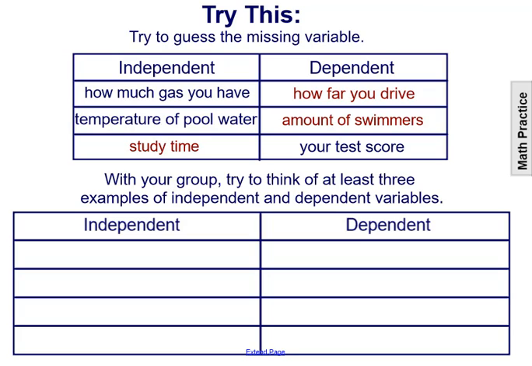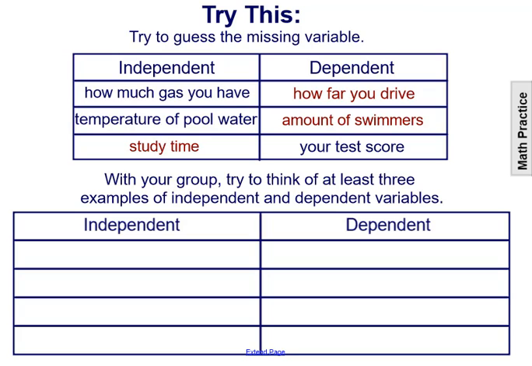What could you fill in these missing spots? So for the independent variable of how much gas you have, the dependent variable would be how far you can drive. Think about it. How far you can drive depends or relies on how much gas you have in your car. If you have a little bit of gas, you can drive a short distance. But if you have a lot of gas in your car, you can drive a farther distance.